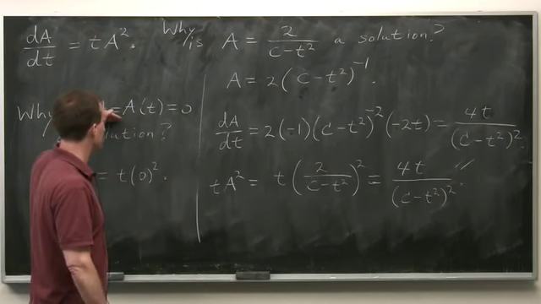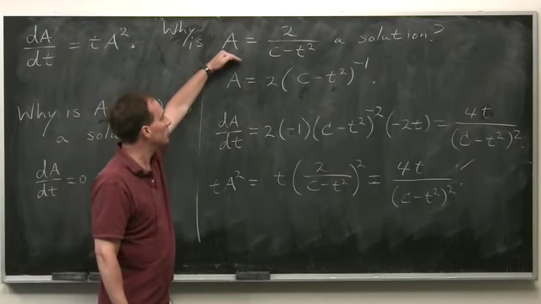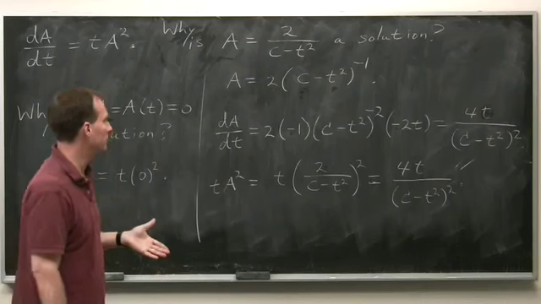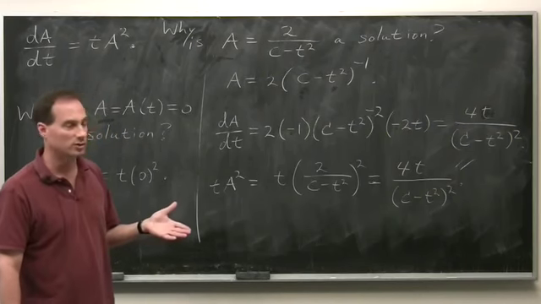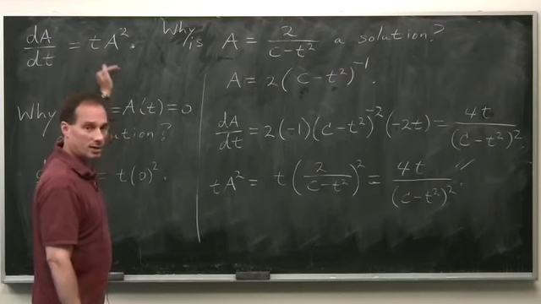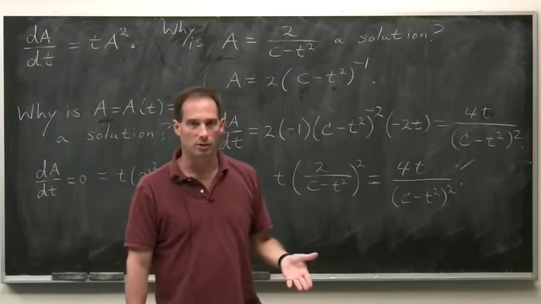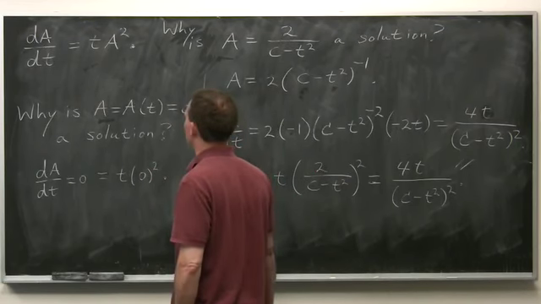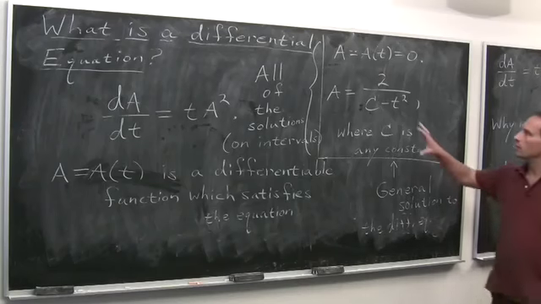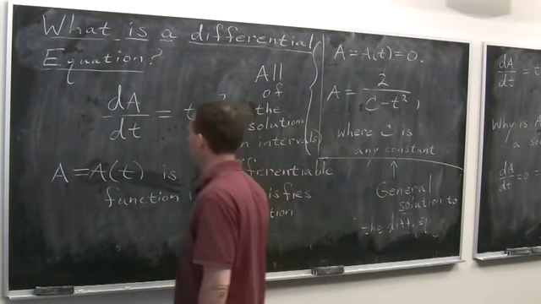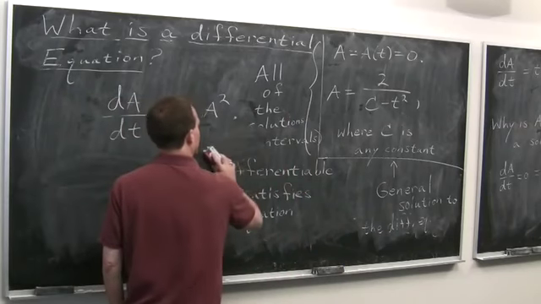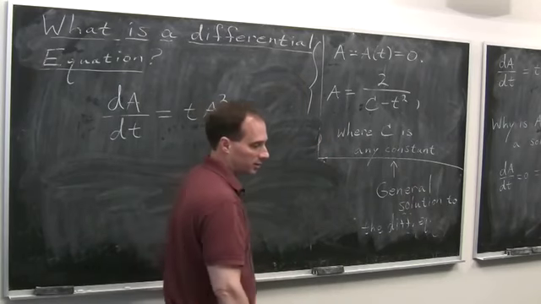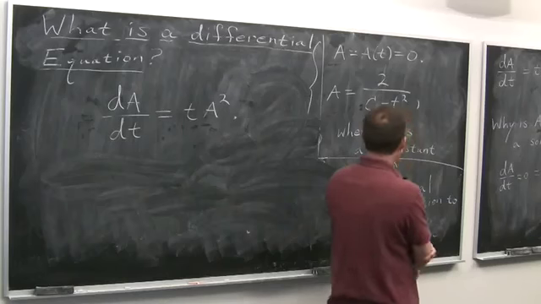A equals 0, A is the constant function 0, A is 2 over c minus t squared. How do we know those are all the solutions, at least on intervals? We have to learn how to solve differential equations. This one is easy. It's called a separable equation. We'll look at those in a couple more sections. But right now, let's just believe that these are all the solutions. They are on intervals. So these are all the solutions to this differential equation. And I'll say it again, this collection of solutions is referred to as the general solution to the differential equation. All right.